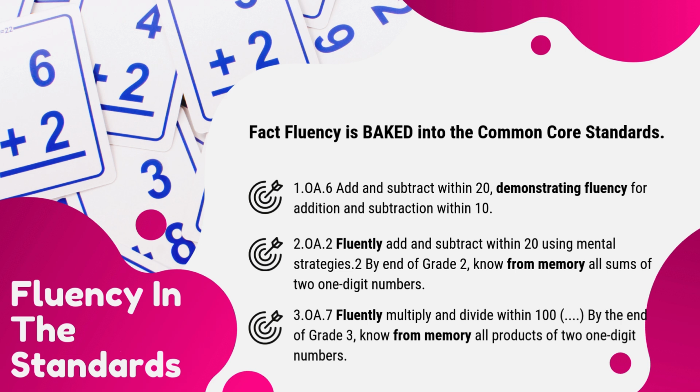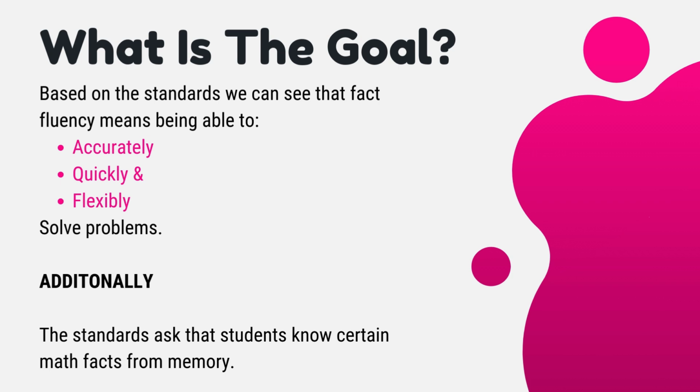Now, depending on which state you're in, some states expect third grade to multiply by a decade number, but for the purpose of our discussion here, that's neither here nor there. We need to know that at the beginning of the year, students are learning strategies to fluently multiply and divide within 100. And by the end of the year, they need to know all products of two one-digit numbers, so all their multiplication facts from memory.